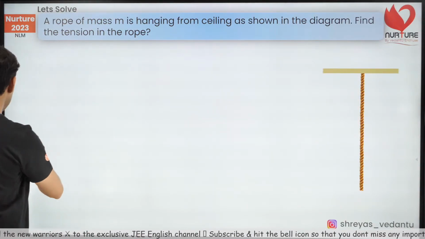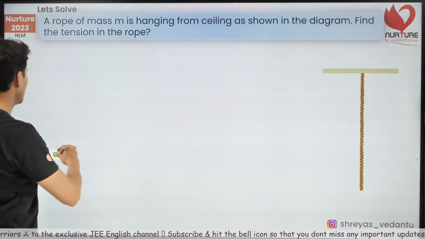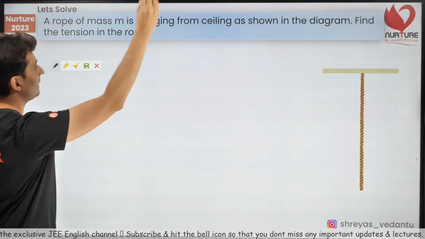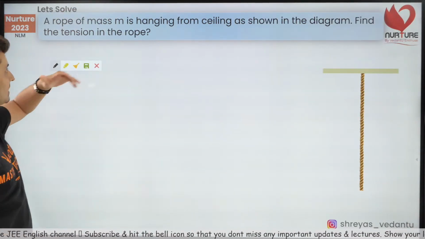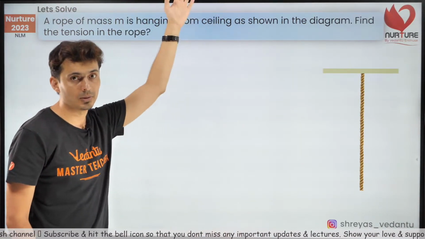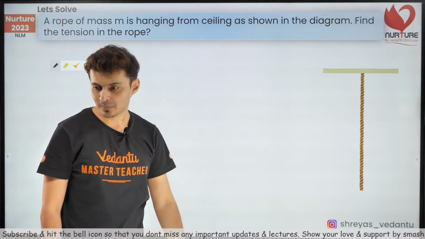Here is the next question. The question is, find the tension as a function of x, or find the tension in the string. Basically, there is a mass m which is hanging over here. Length L is also given.